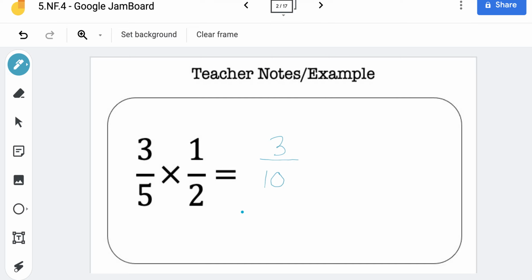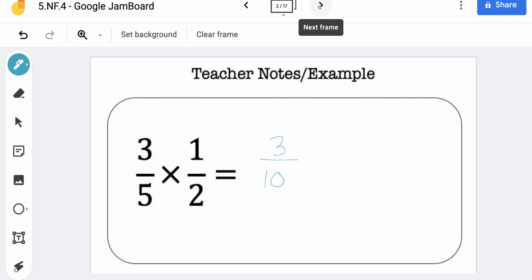That's how easy it is. So you multiply the numerators, and you multiply the denominators. Now, there are other ways sometimes to reduce it before you multiply, but for this problem, we didn't have to reduce. So our answer is 3/10. All right, let's go on to the next problem.